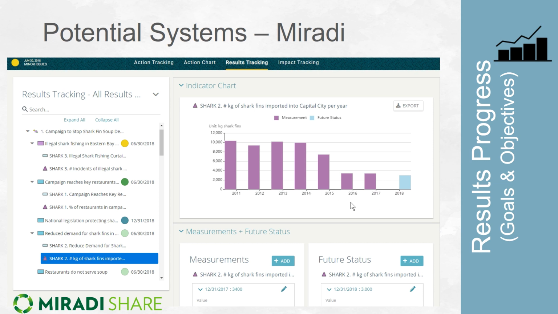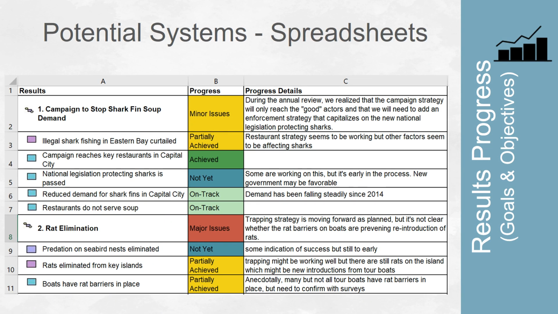In this chart, you can see the measurement data for 2017, as well as previous years. And you can also see over here that Miradi shows the desired future status in blue. Miradi Desktop also allows you to record this data, though in a different set of views. Again, spreadsheets offer another way to track your progress toward results, objectives, and indicators.